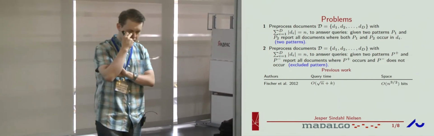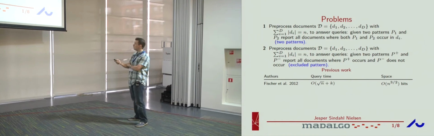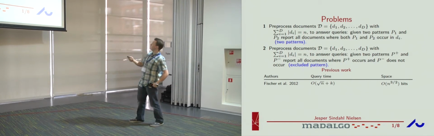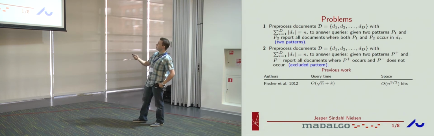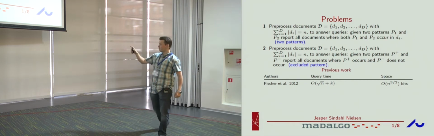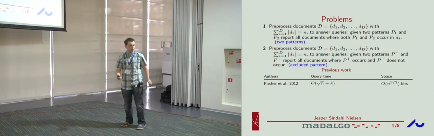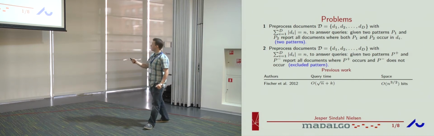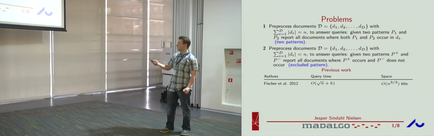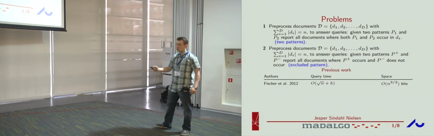In 2012, Fischer and others came up with this solution with square root n. Right, the total length of the documents is n. So their query time is square root n plus k, where k is the output size. And they use quite a bit of space. What we'll see later is that this somehow lies on an optimality curve.